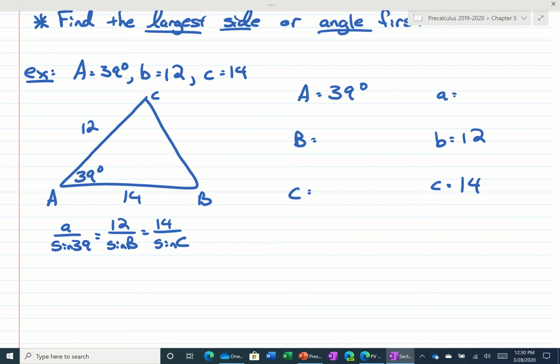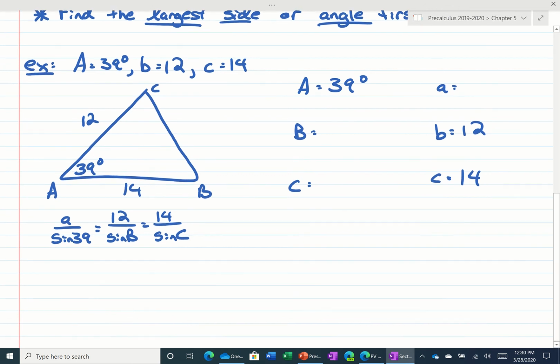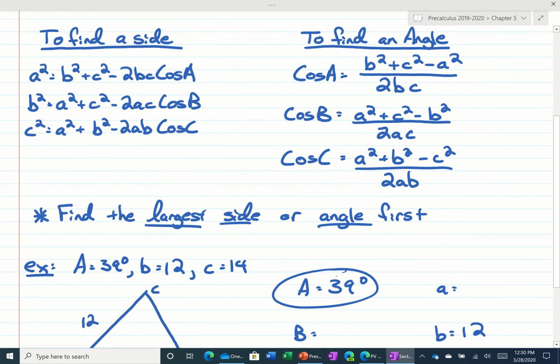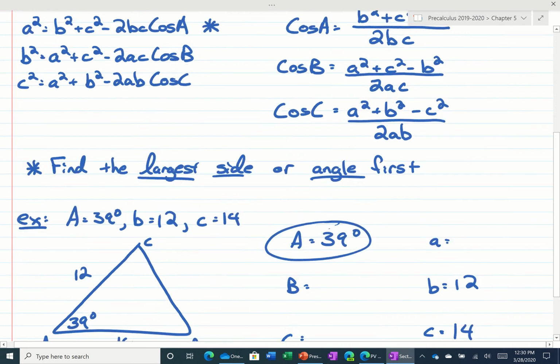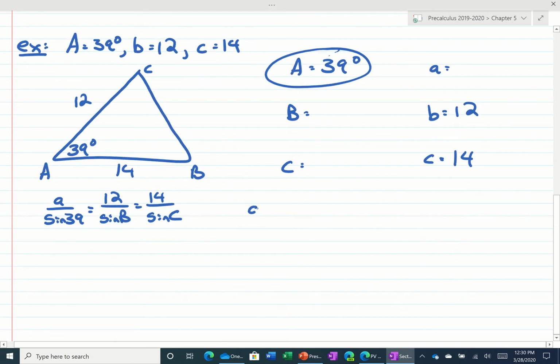In order to do law of sines, we usually have angle A and side A, but in this case, we don't have a full fraction. But we do know what angle A is. So if we know what angle A is, let's look back at our formula. And the formula we could use, if you know angle A, is this first one.